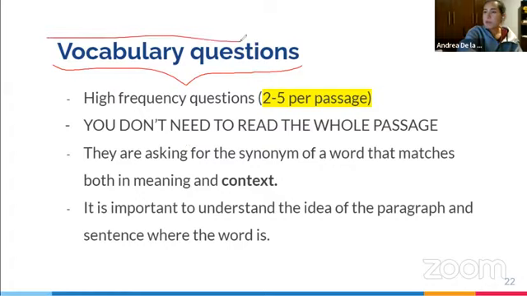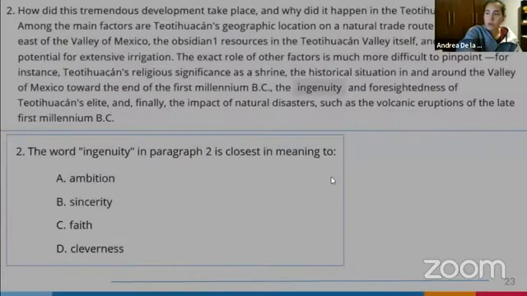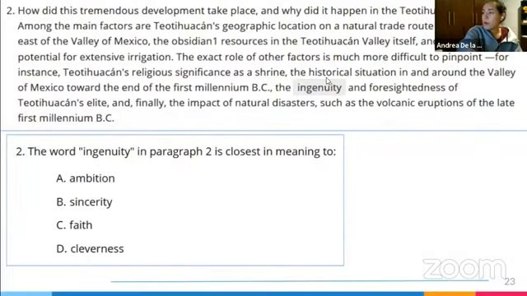All right, but now let's take a look at vocabulary questions and the strategies in case you didn't have the vocabulary needed, in case you didn't know the word. So, Ariadna, could you please read the question?